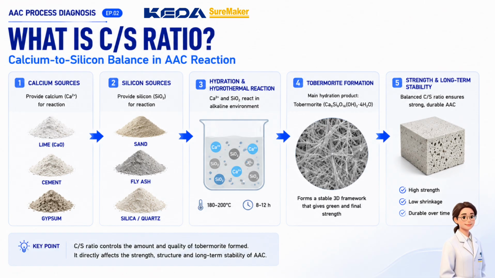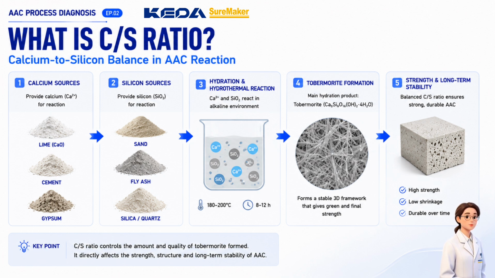The calcium to silicon ratio is not an isolated chemical concept. It is directly related to whether the AAC reaction system is reasonable. It affects early hardening speed, hydration and hydrothermal reaction efficiency, green cake strength, and reaction products after autoclaving.